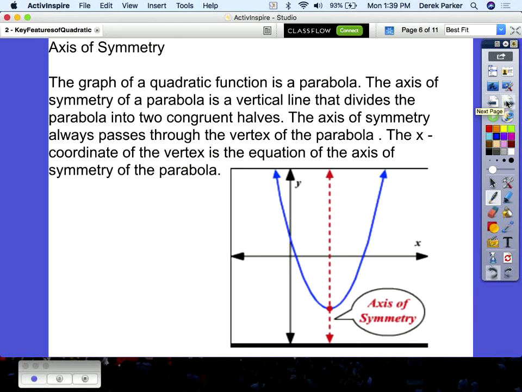This is an example of a quadratic. Quadratic equation, as you can see, is a U-shaped form. As you can see, we have the vertex right here of this parabola, and that's where I'm going to talk about the axis of symmetry. The graph of a quadratic function is a parabola. The axis of symmetry of a parabola is a vertical line that divides the parabola into two congruent halves. The axis of symmetry also passes through the vertex of the parabola. The x-coordinate of the vertex is the equation of the axis of symmetry of the parabola.